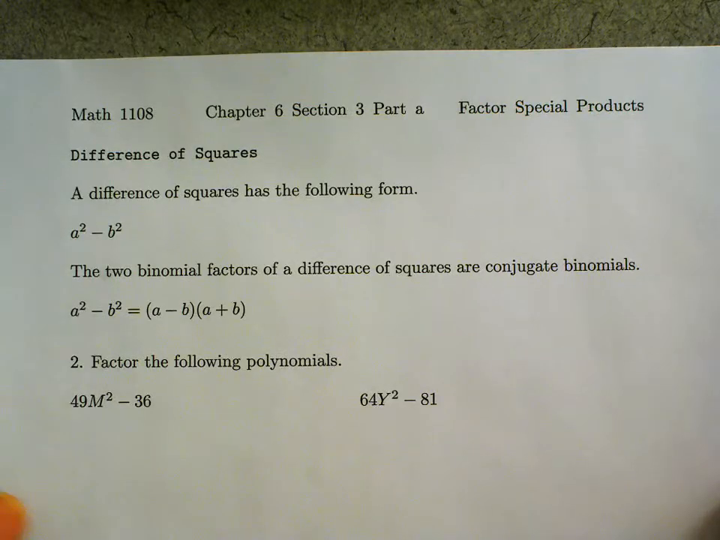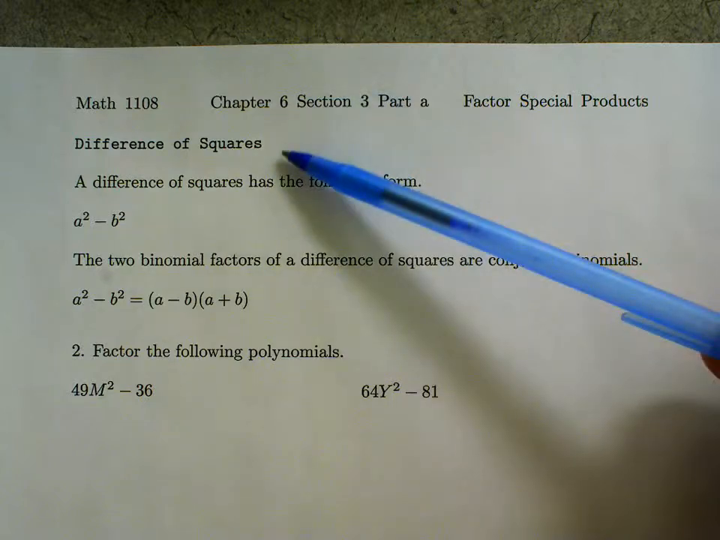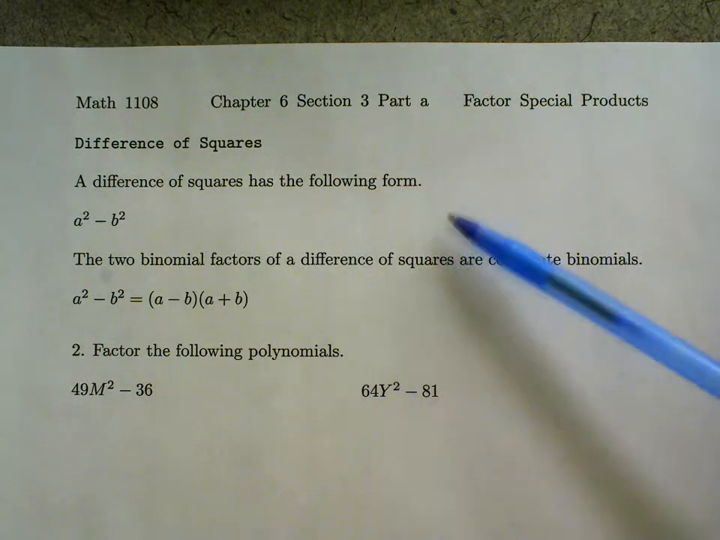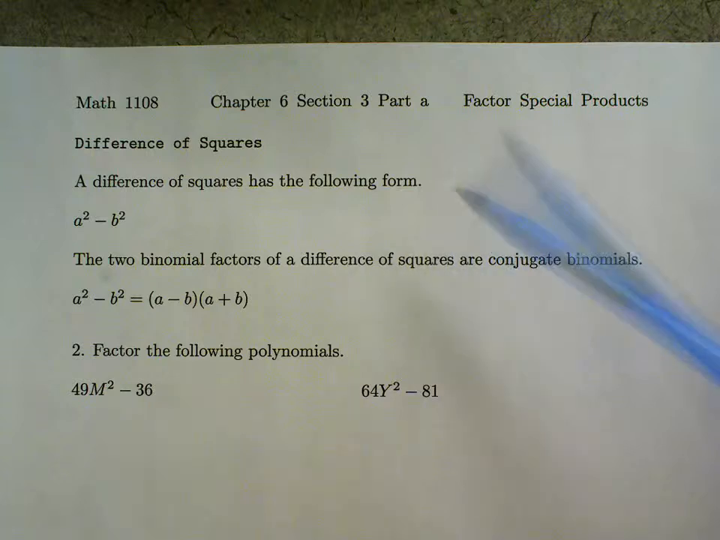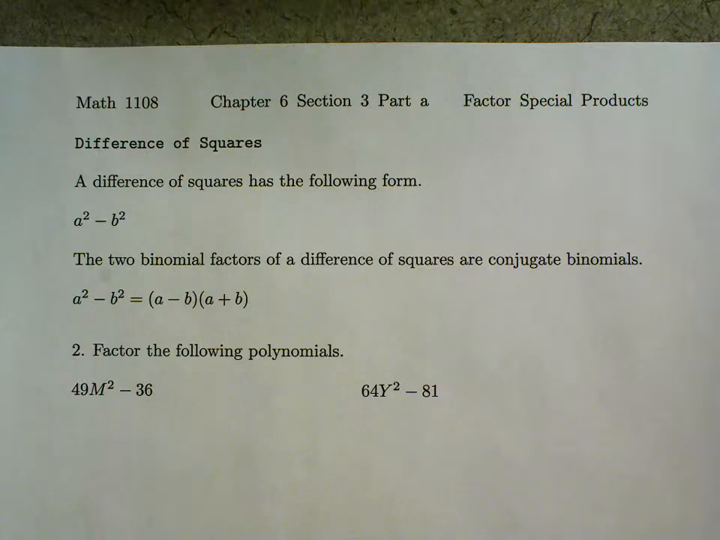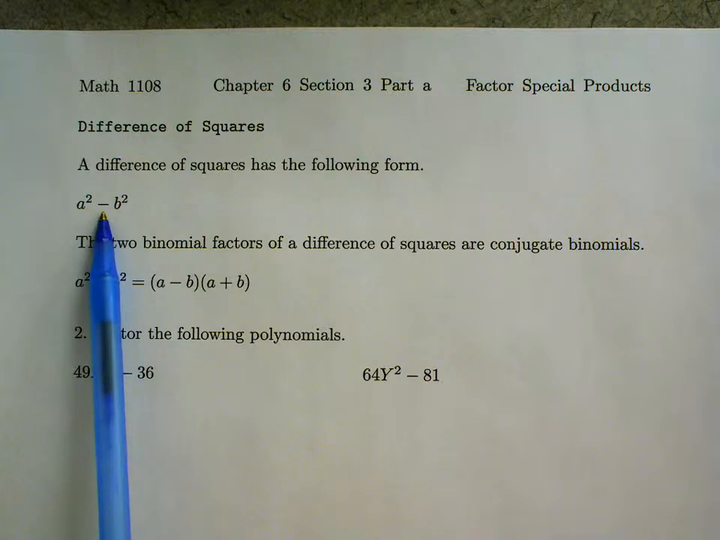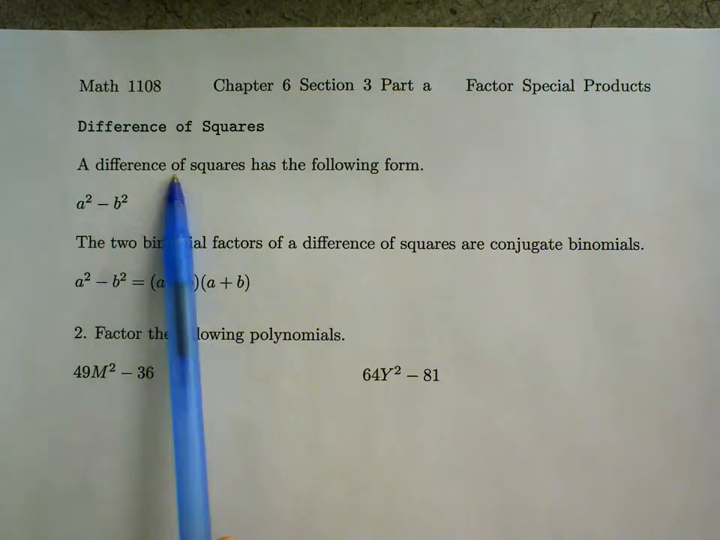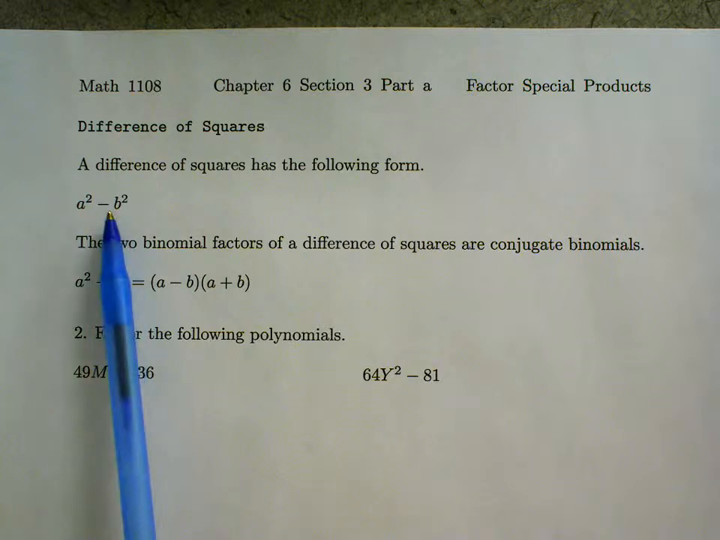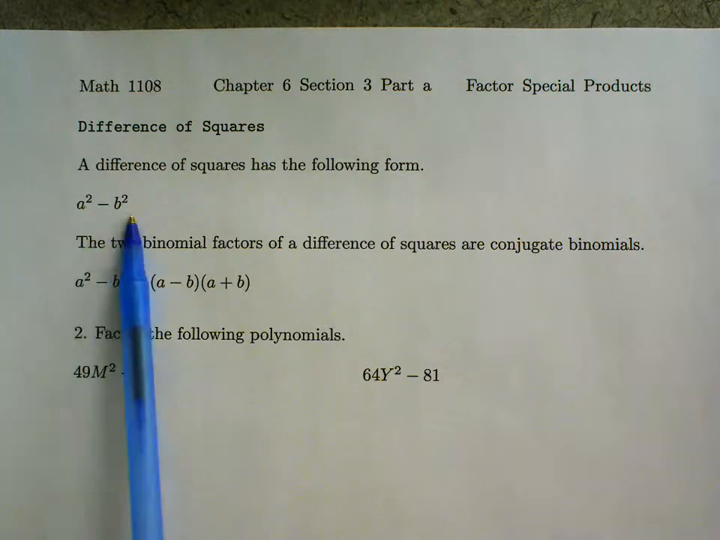Okay, another special product is what is referred to as a difference of squares. So a difference of squares has the following form. A to the second minus b to the second. The term difference refers to the fact that we're subtracting, and a difference of squares implies that we're subtracting one thing squared from another thing squared. So hence the term difference of squares.